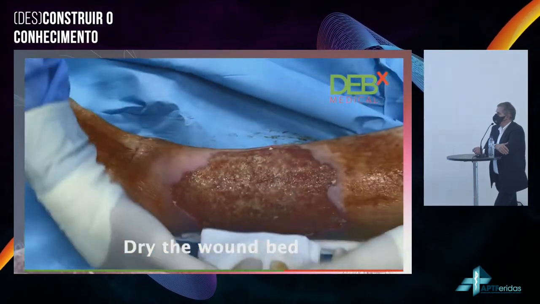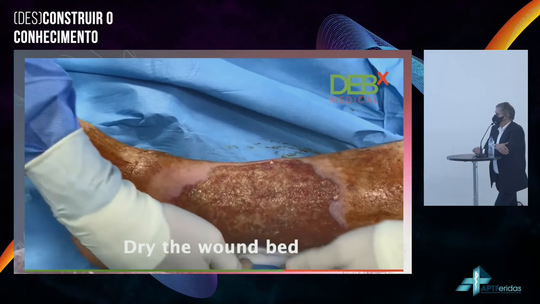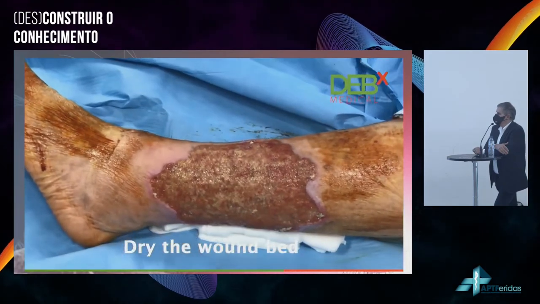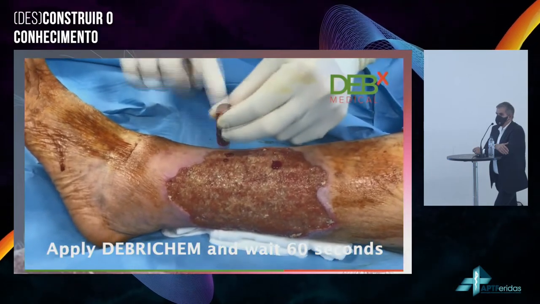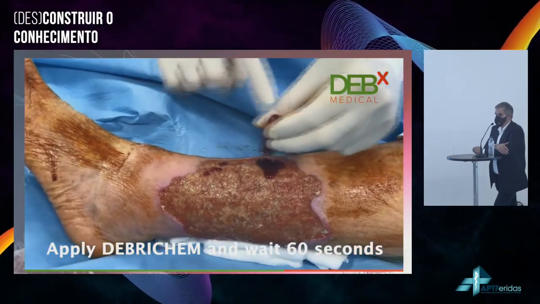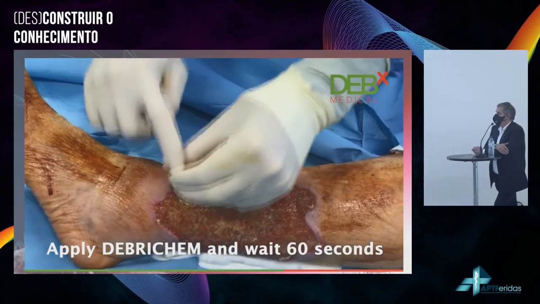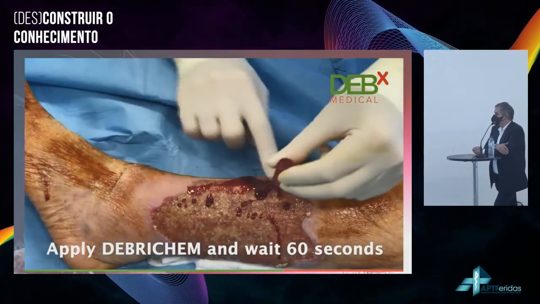We're just comforting the leg of the patient here. For your information, it's a vascular ulcer, and this patient really had a lot of pain. So the moment we started to remove the bandage, he really had pain. So here we did a nerve block with the help of an anesthetist.